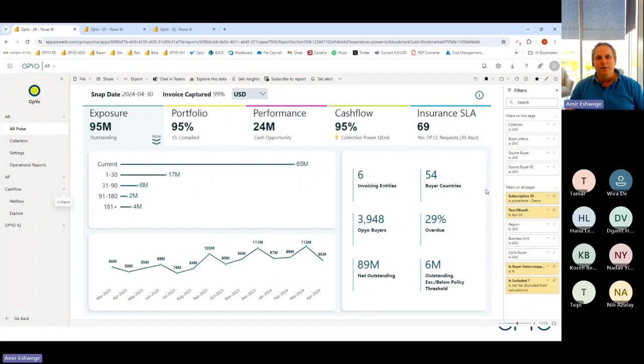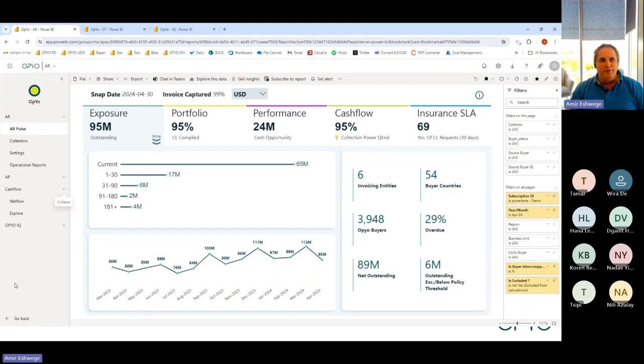Okay, so now we see OPYO at the moment. This is a web page, Azure Power BI. That means you log in with your username and password. We don't even manage separate usernames and passwords. We have an ISO 27001 standard. That means that we have full security over this information.